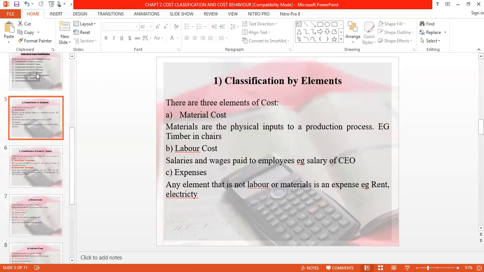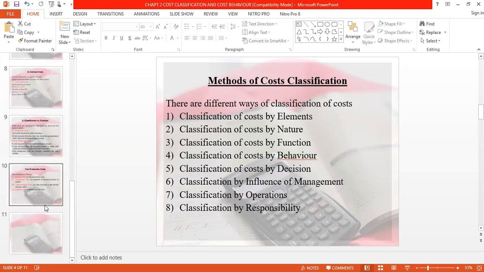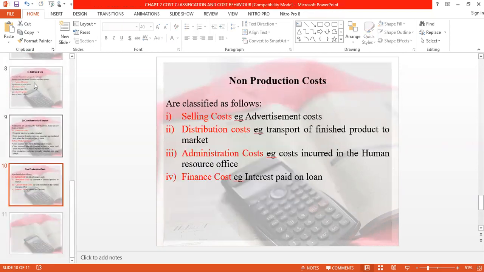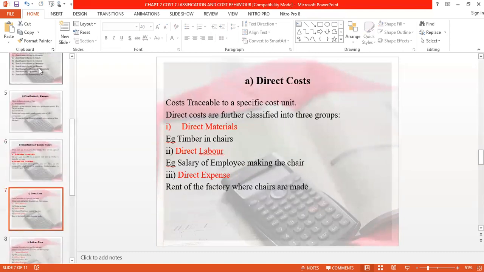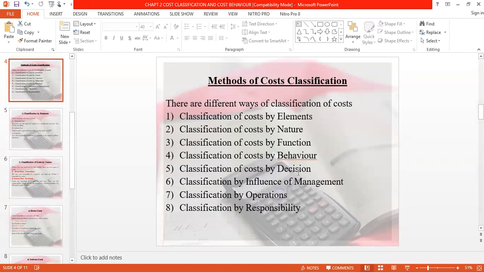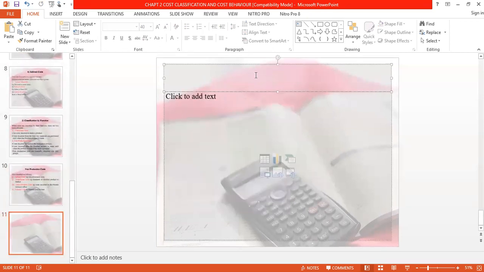Let me skip behavior. I will have it as the last classification because it takes time. So let me go to the next one, classification of costs by decision. That will be my number 3.